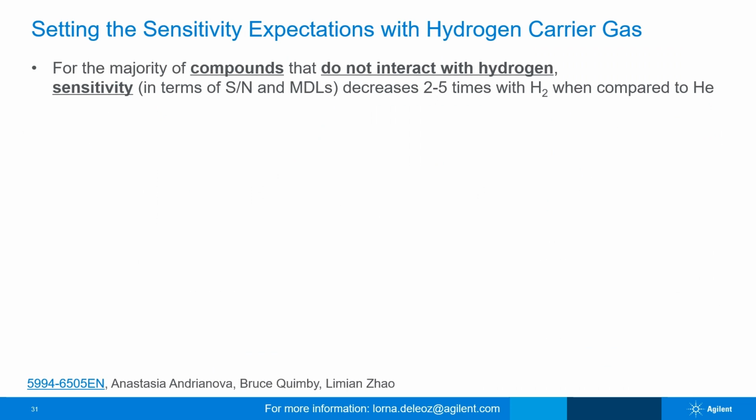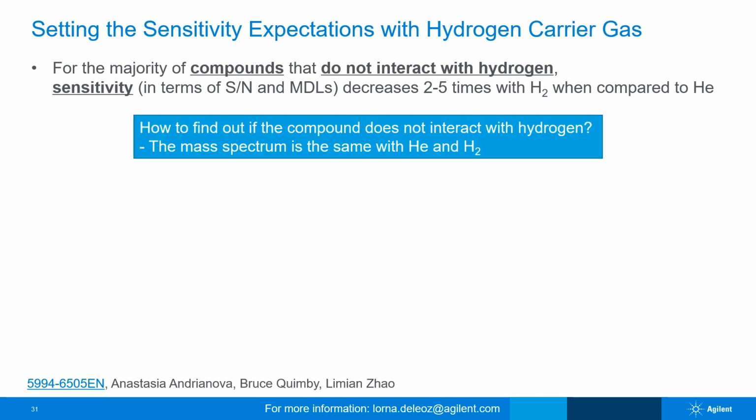After an exhaustive study, we found that for the majority of compounds that do not interact with hydrogen, and there's quite a few of those, the sensitivity in terms of signal to noise and minimum detection limits decreases 2 to 5 times when we convert from helium to hydrogen. And this is natural and expected because the hydrogen carrier gas leads to increased noise or sometimes decreased absolute signal of the compound. And to understand which compounds undergo reactions with hydrogen and which ones do not, the simplest way is to look at their mass spectra. So let's do that.